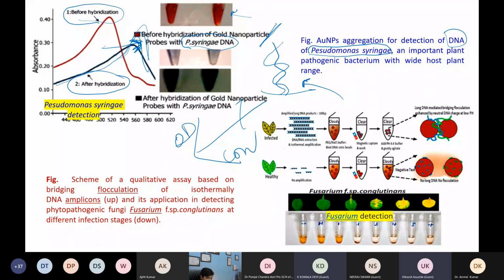Again, in this case, there is a Fusarium detection. In this case, there is one more technique called isothermal DNA amplification. This is a very common molecular biology technique. So you can also go for detection using optics with Fusarium infected leaves, basically.